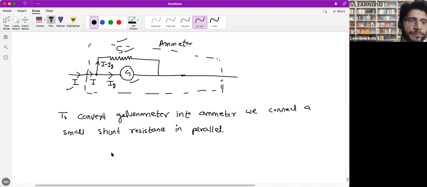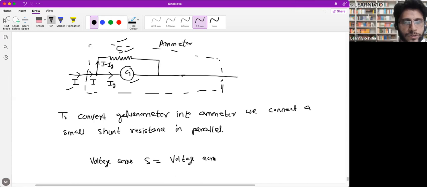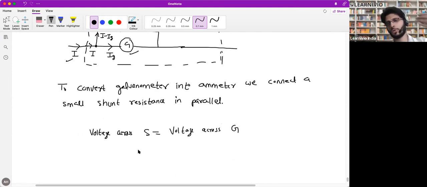Voltage with same, right? So you can say that voltage across S is equal to voltage across G. The voltage across the shunt resistance and the voltage across the galvanometer are equal.